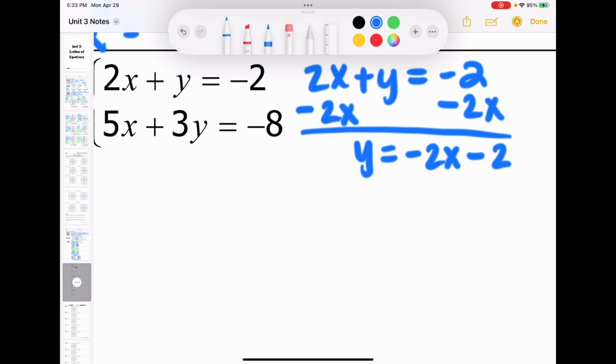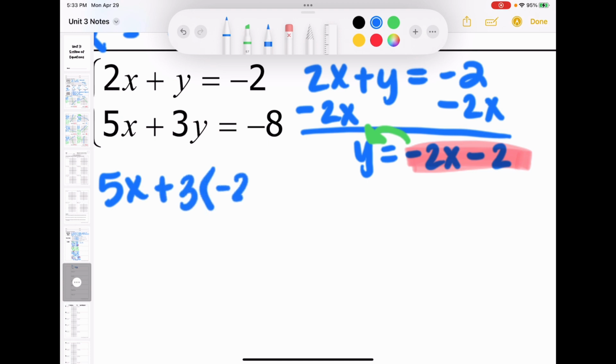So step 2 says, substitute this expression into the other equation and solve for the variable. So I'm going to take -2x minus 2 and substitute it into the second equation for y. So I'm going to have 5x plus 3 parentheses -2x minus 2 equals -8. So now I'm going to check, do I only have x's here? And I do, so I can continue moving forward.